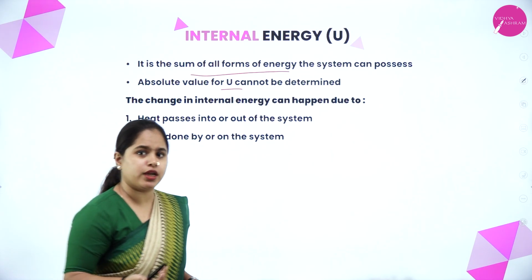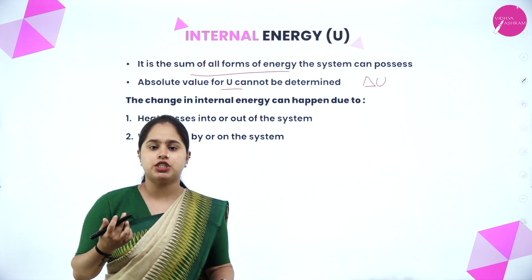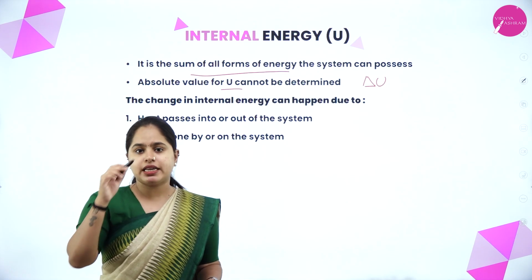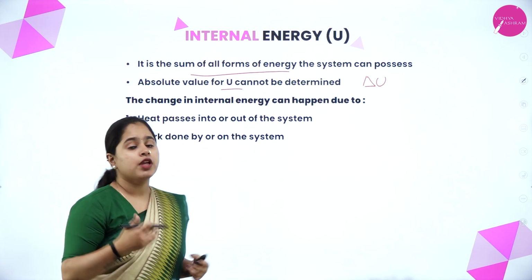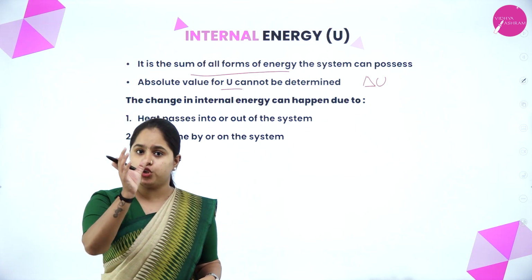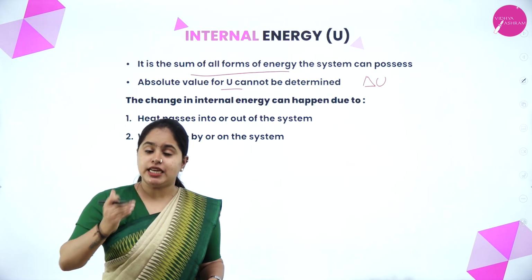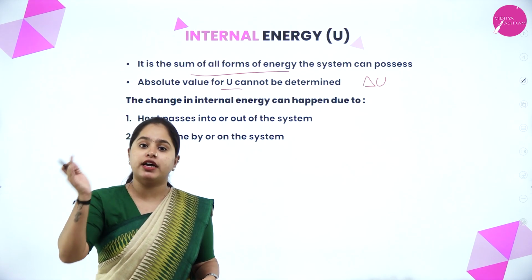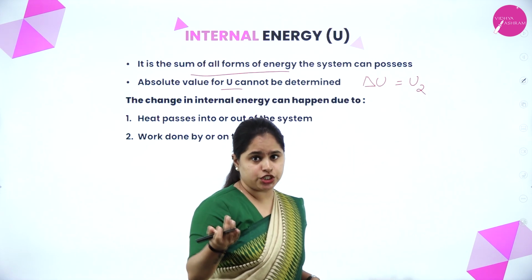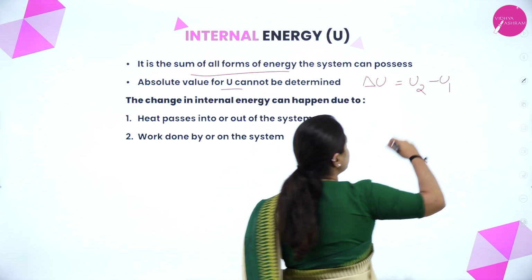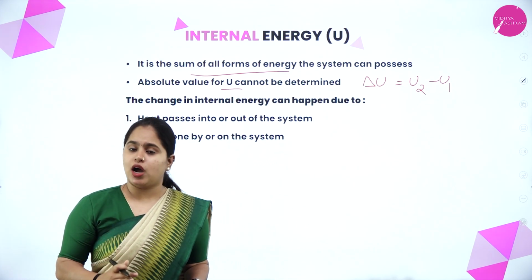What is it that you can determine? It is the change in internal energy. How do you represent change in internal energy? Delta U. The delta stands for change, right? How can you determine it then? If you can't measure the absolute value for U, the internal energy, you can't calculate U, but you can calculate the change in internal energy. If finally the internal energy was U2, and initially the internal energy was U1, then U2 minus U1 gives you delta U, that is change in internal energy. I hope that is clear.